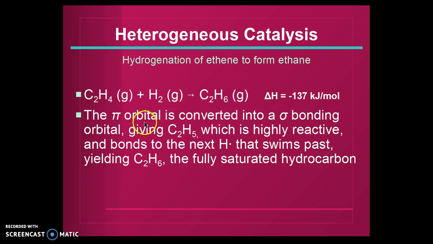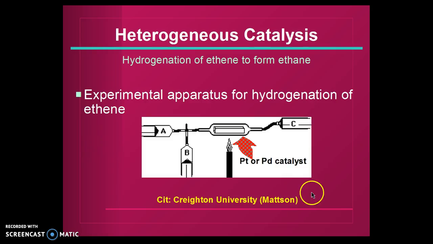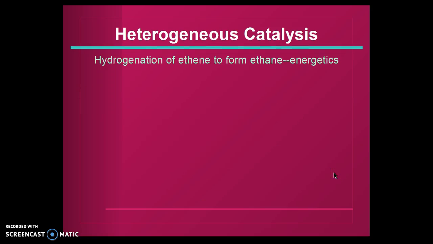So the pi orbital then is converted into a sigma bonding orbital, bringing the carbon together with one of the hydrogen atoms, giving us C2H5. And again, this is highly reactive, and the next hydrogen atom that swims past will react with that unshared electron off of the second carbon, and that'll yield the C2H6. Here's the experimental apparatus for the hydrogenation of ethene, and you'll notice the platinum or palladium catalyst in the reaction chamber, and that'll of course have a high surface area.